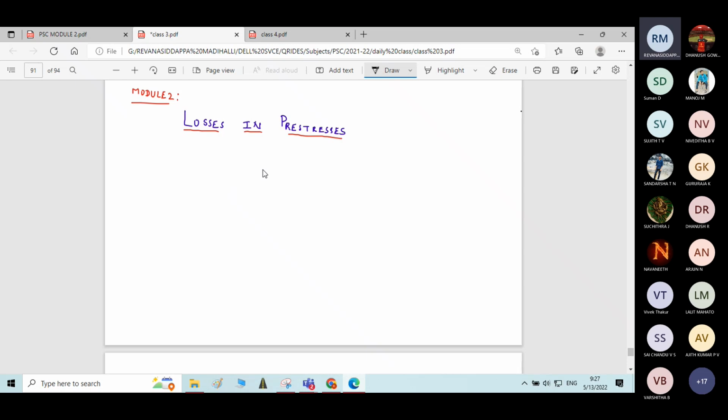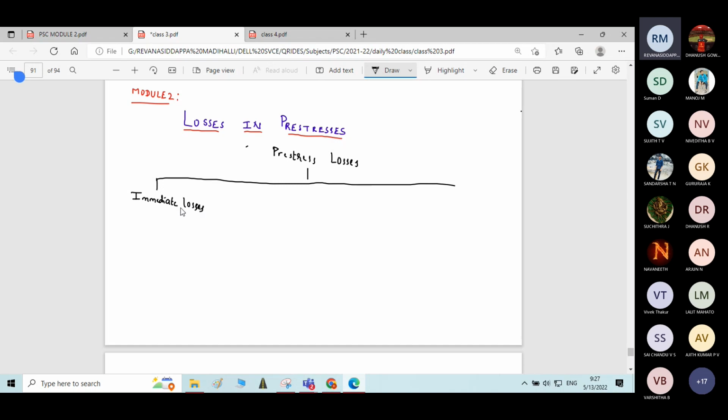Those losses are mainly divided into two categories. Prestress losses are mainly divided into two categories. One is immediate losses.